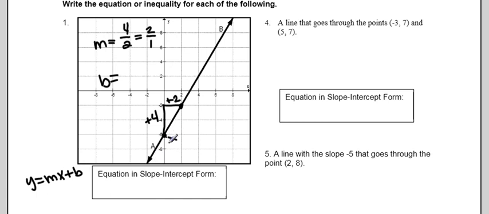My b is my y-intercept, which in this case is -6. So all I have to do is take those and plug them into my equation. Y equals -2x plus -6. And that's your equation.